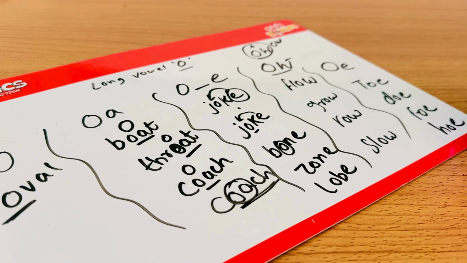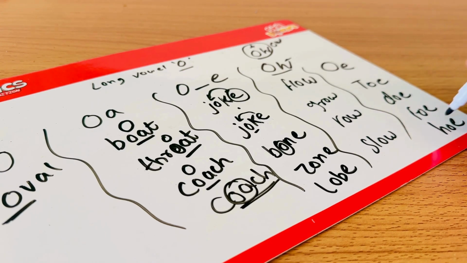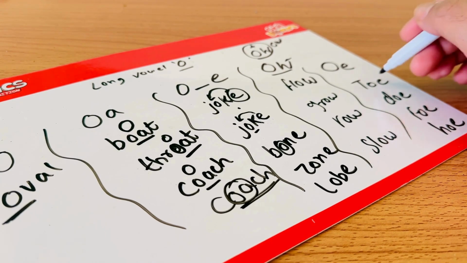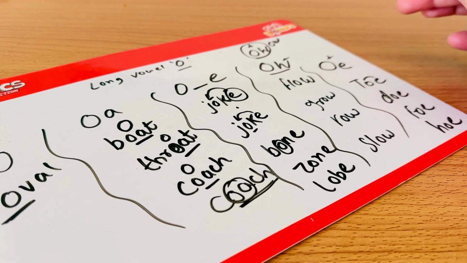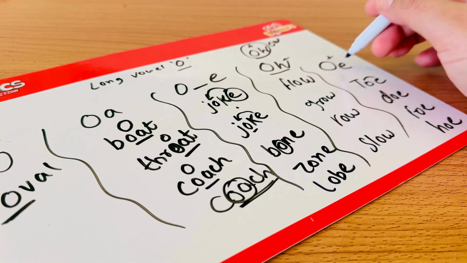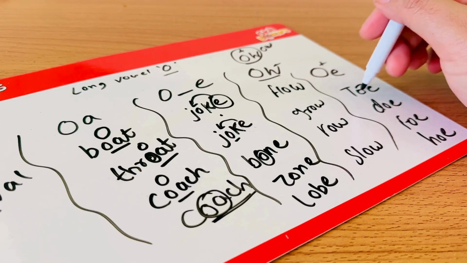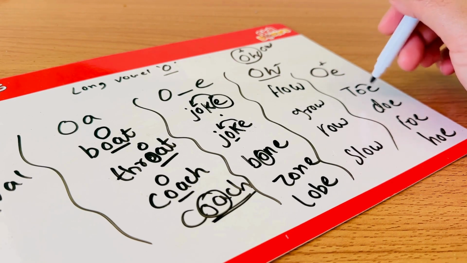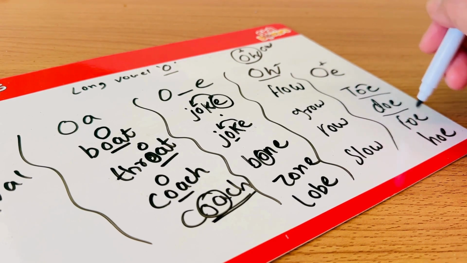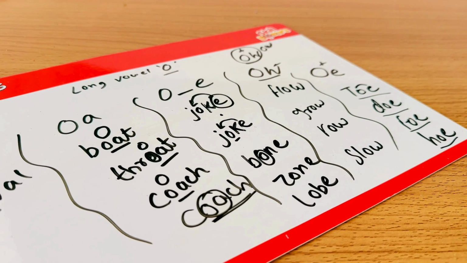Toe, doe, foe, hoe. T-O-E, toe, making one sound, O. Are we by any chance saying toy? Are we by any chance saying doy? No, we are only making one sound, toe, because here also magic E is working. So we have to understand the concept of long vowels before we jump on to magic E.